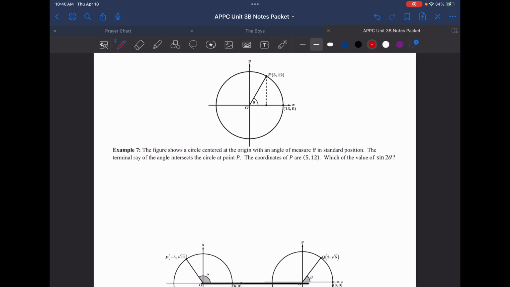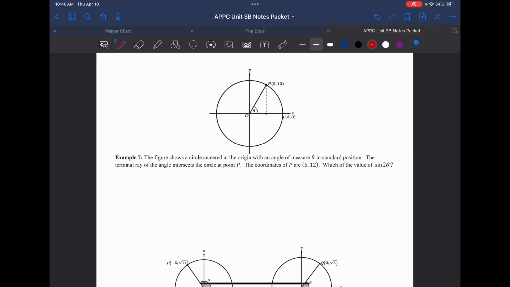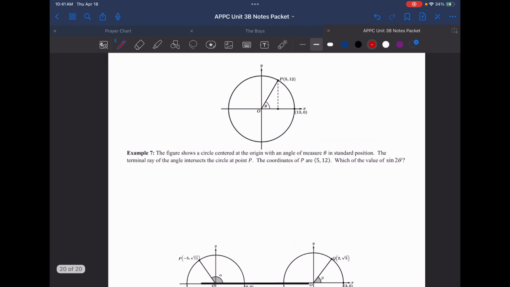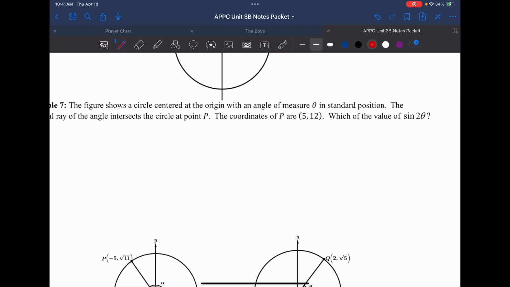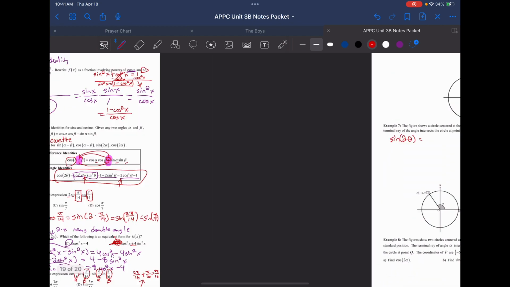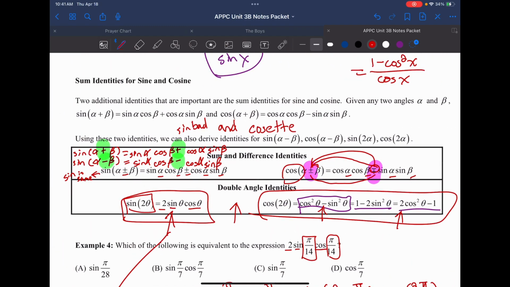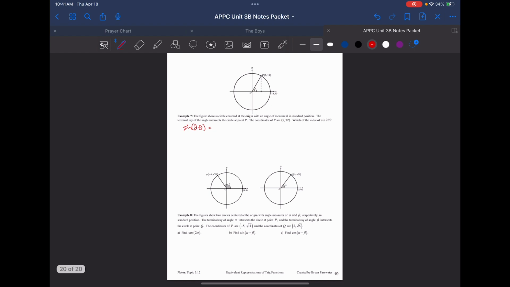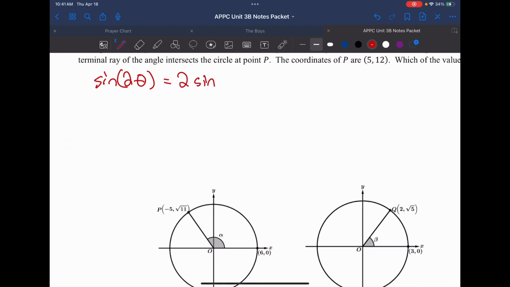So the figure shows a circle centered at the origin with an angle measure theta in standard position. The coordinates of P are 5, 12. What is the value of sine 2 theta? So remember, let's write out what sine 2 theta means. Sine 2 theta is, if we go back to our chart, 2 times sine times cosine. 2 sine theta cosine theta.